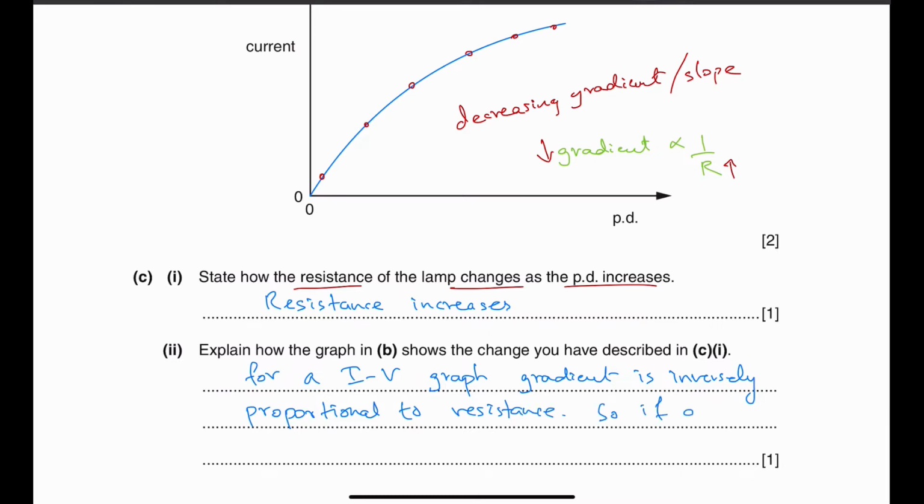So if gradient is decreasing, then resistance is increasing. So that is our answer, right?